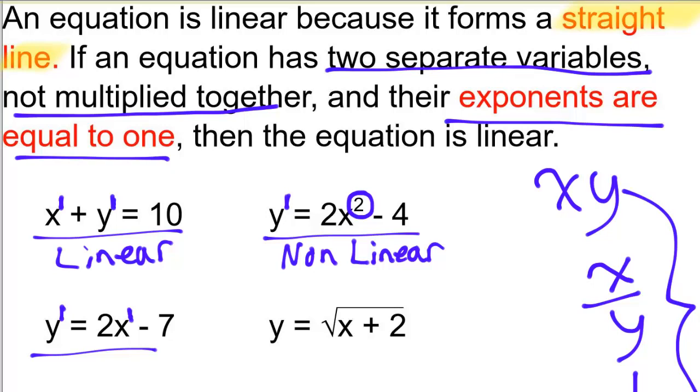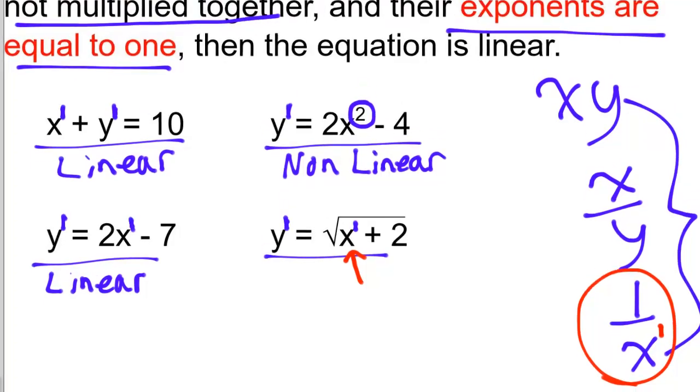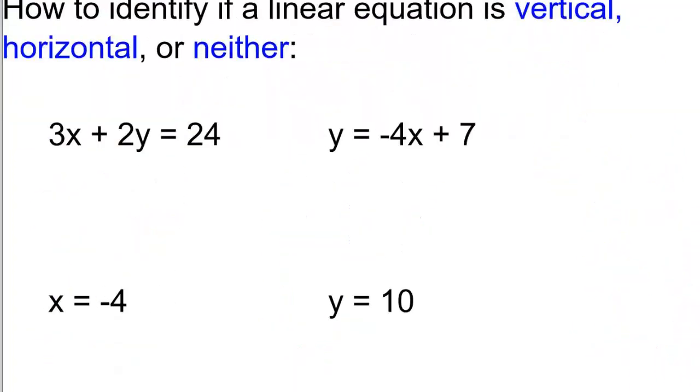They just have to be to the first power, so this one is also linear. And looking at this last one here, we do have a first power here, and we do have a first power here. But if you remember, we had some special cases over here, like this one right here, where it had 1 over x. Even though x was to the first power, you can't have your variable in the denominator. And likewise, you can't have your variable underneath a radical sign. This is a square root equation or square root function. So this is nonlinear.